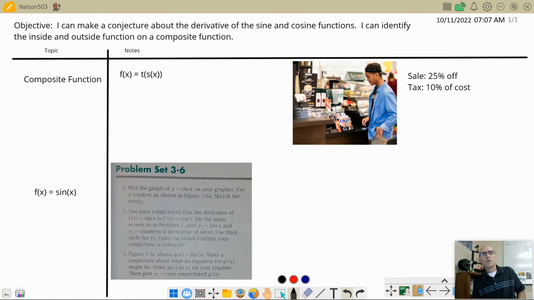Let's say you're going up to buy something and it's on sale for 25% off. Okay. Well, how do you figure out what the cost of that item is going to be? Well, let's see. You might have a sale. Let's put it over here. You might have a sale function.